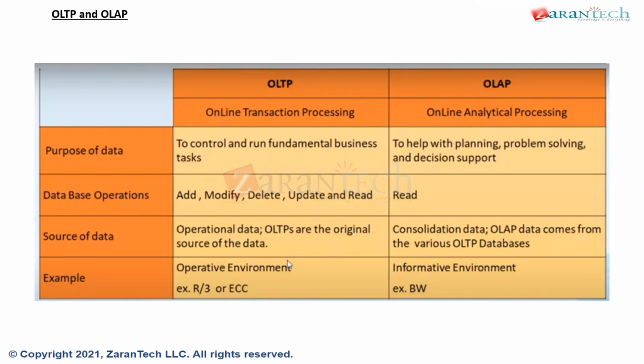And source of data, so operational data. OLTP is the original source of the data. The same data will be copied into the OLAP, which causes redundancies. Examples are the operating environment like ECC, now S/4HANA, and then the information system is BW for the OLAP.